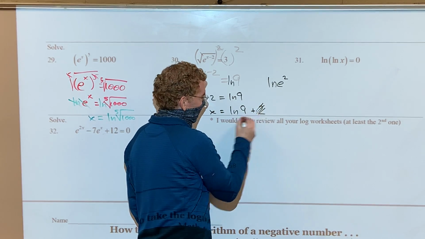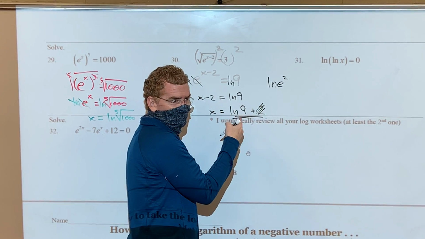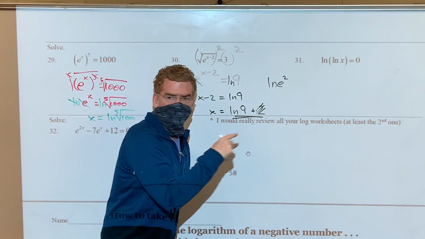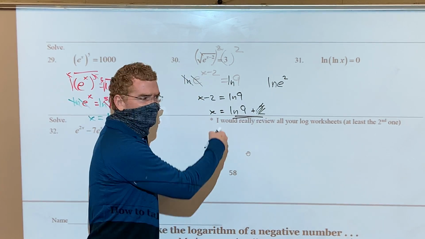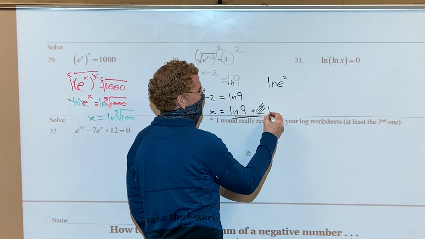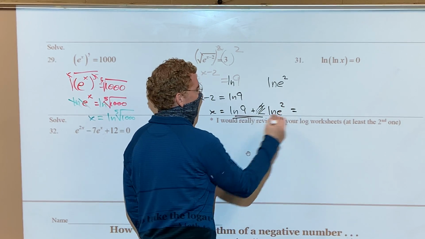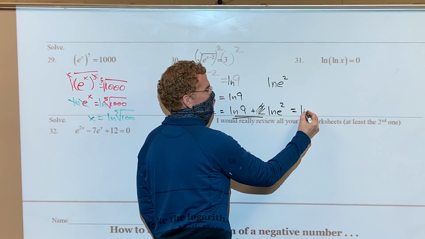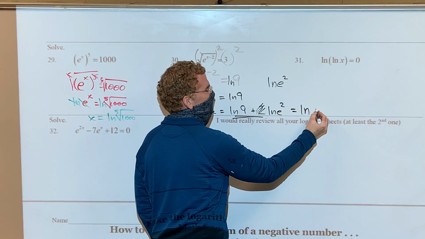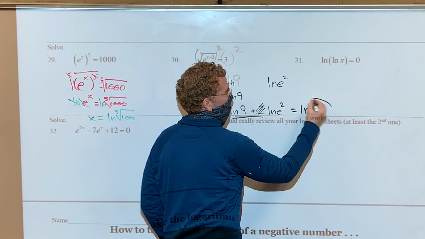So I'm fine with that on this test, unless I start you with that and say combine it to a single log. So leave these like this. But if I did say combine it to a single log, how would I now add these 2 logs? Keep the base and keep the log, ln e squared.